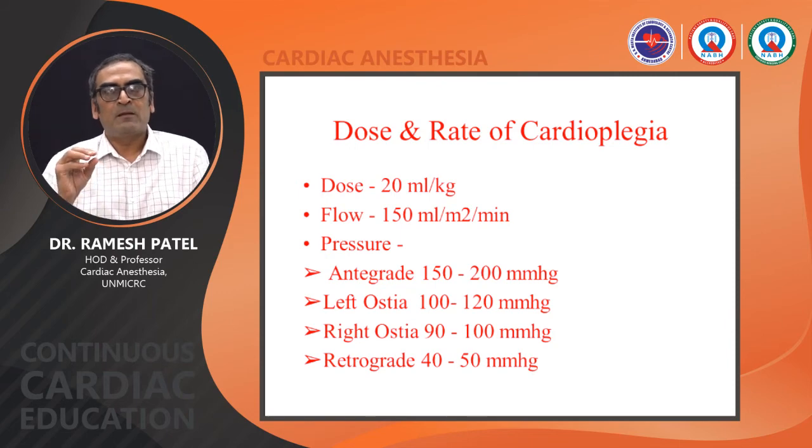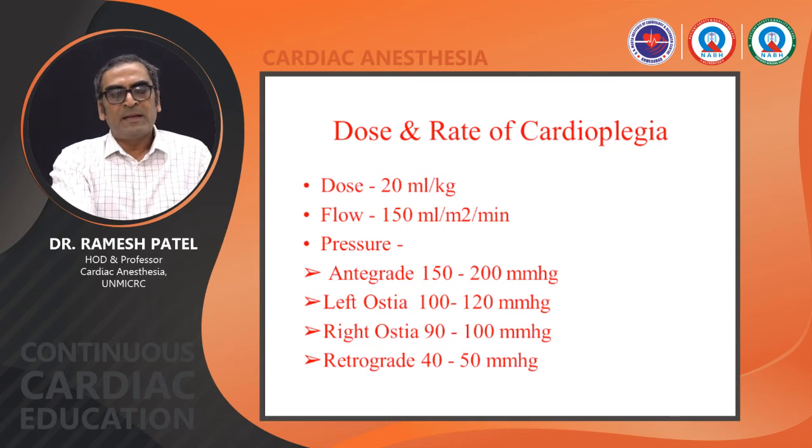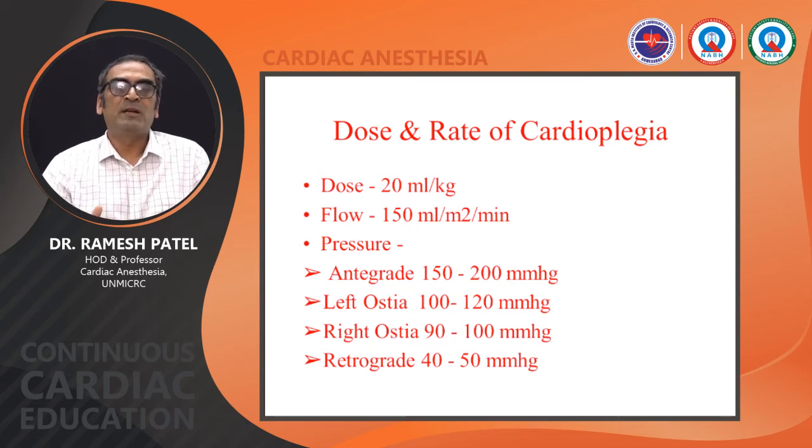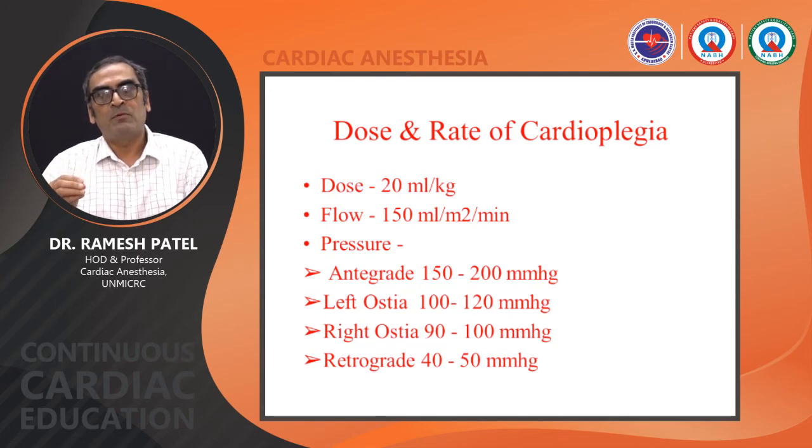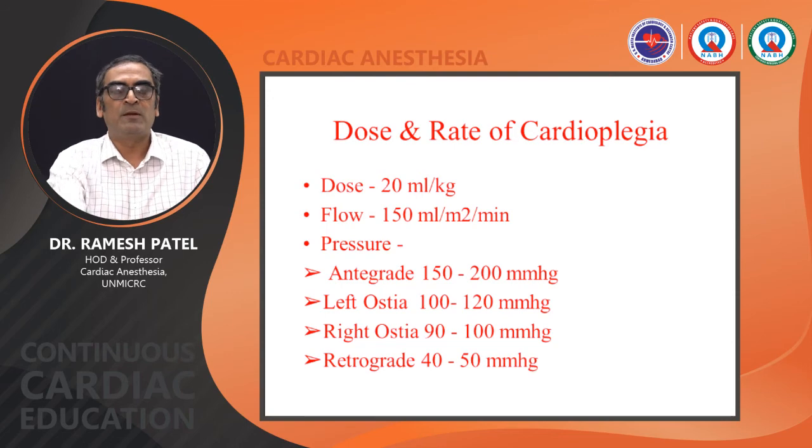This 20 ml ampule is diluted in 1 liter of blood, and it is given according to the patient's height and requirement. The standard dose is 20 ml per kilogram, and flow is 150 ml per meter square per minute. If we are giving antegrade cardioplegia, the pressure should be 150 to 200 millimeters of mercury. If we are giving from the left ostia, it should be 100 to 120 millimeters of mercury. If we are giving from the right ostia, it should be 90 to 100 millimeters of mercury. And if we are giving retrograde cardioplegia, then pressure must not exceed 40 to 50 millimeters of mercury.